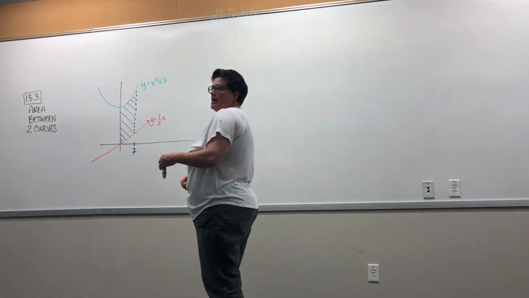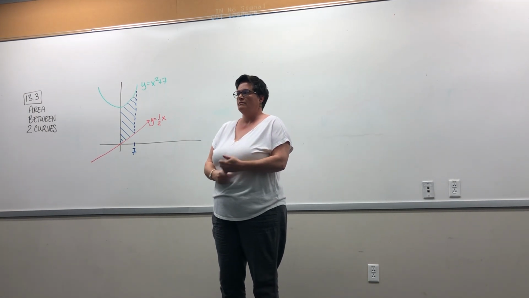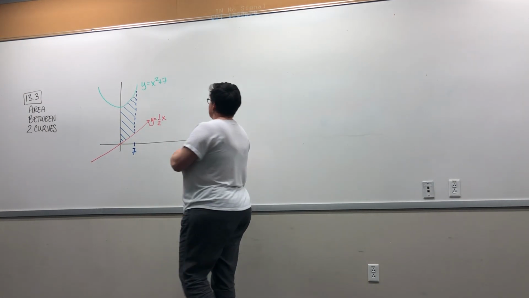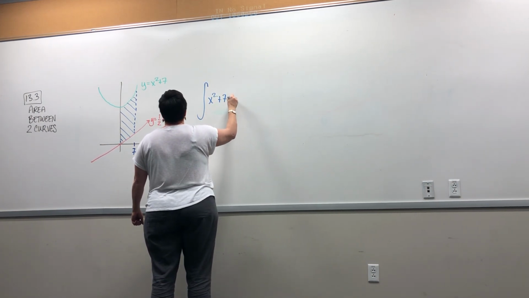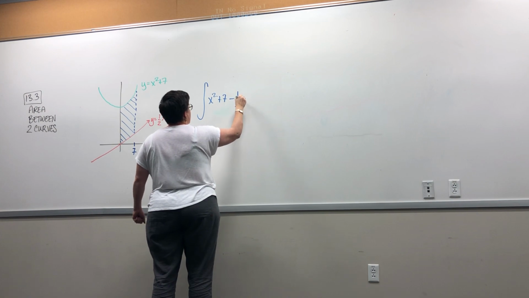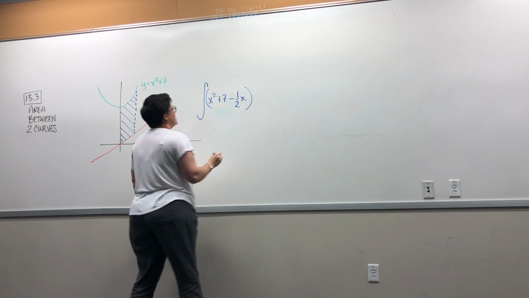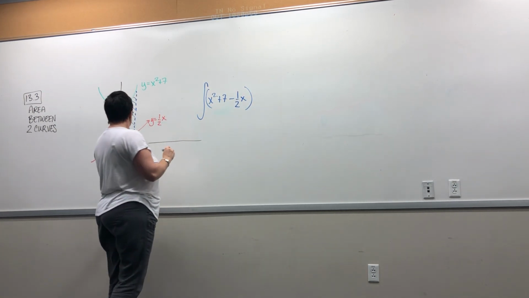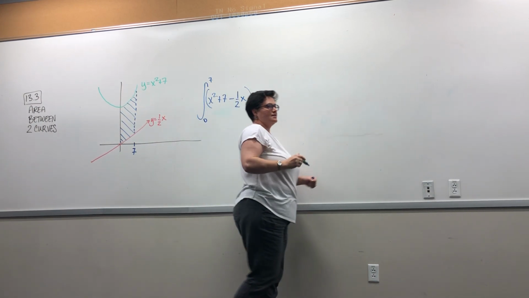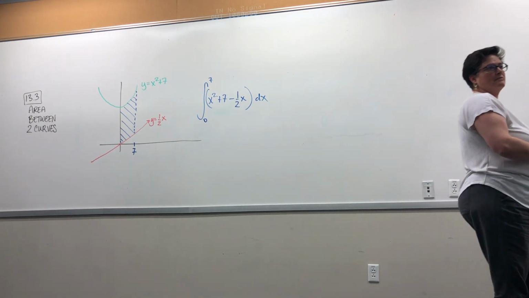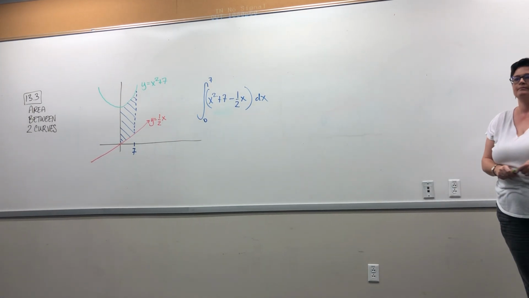Who's on top? X squared plus seven. Yep. So how do I set this up? Top, x squared plus 7, minus our bottom, which was 1/2 x. We're integrating that from what to what? 0 to 7. That was easier than you guys thought, wasn't it? Top minus bottom.